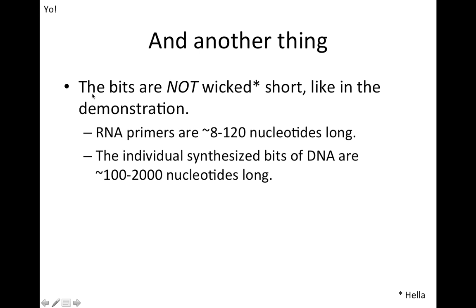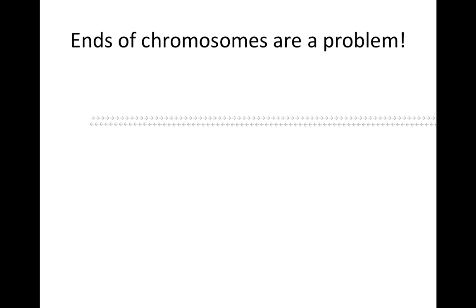Another thing to point out is that these little bits of DNA are not really short, like 9 nucleotides as I've drawn them. There's a lot of variation between species, but in general, RNA primers, the little RNAs, are between 8 and maybe 100 nucleotides, and the full synthesized bits, that is the Okazaki fragments, are between 100 and 2,000 nucleotides. You don't have to memorize that, but just to give you a sense, it's not just 2 RNA nucleotides and then 6 DNA nucleotides or whatever. They're longer than that. That was just for purposes of presentation.